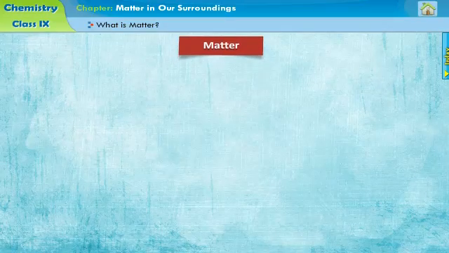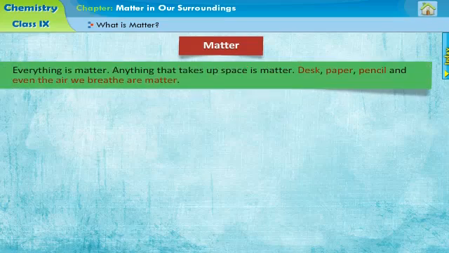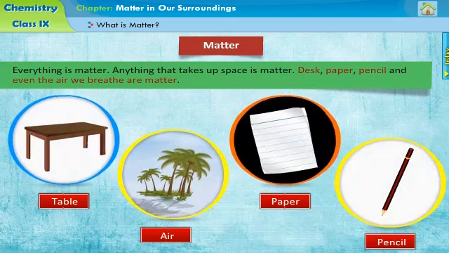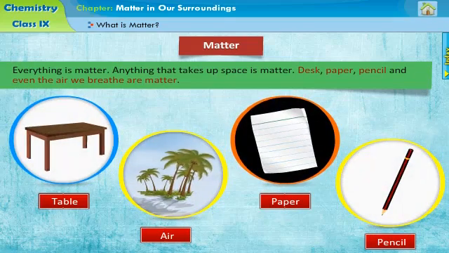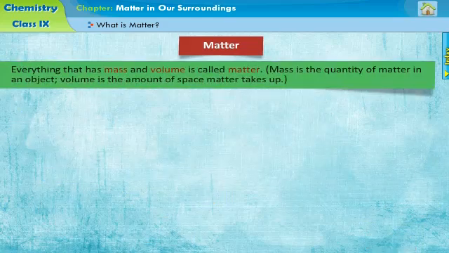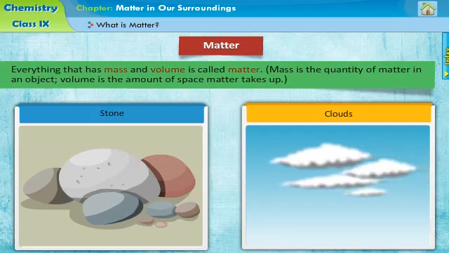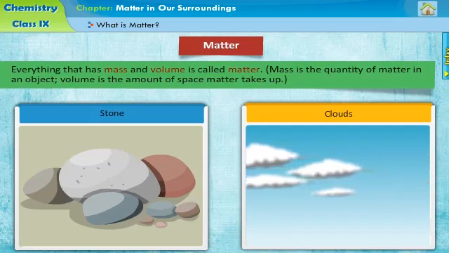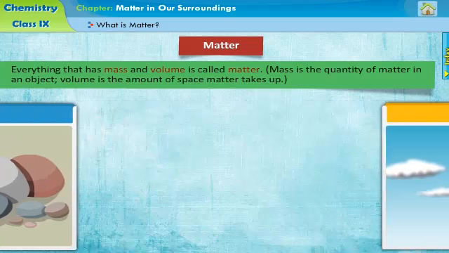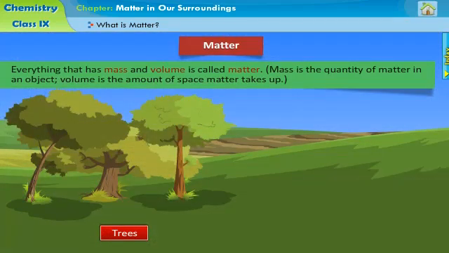Let's understand matter. Everything is matter. Anything that takes up space is matter. Desk, paper, pencil, and even the air we breathe are matter. Everything that has mass and volume is called matter. Mass is the quantity of matter in an object. Volume is the amount of space matter takes up.